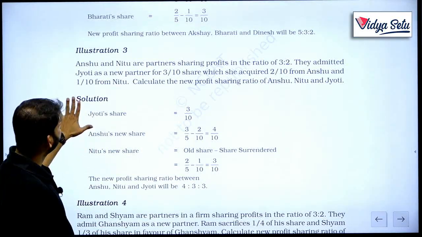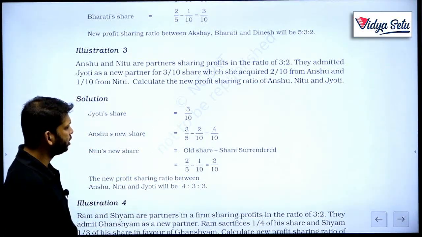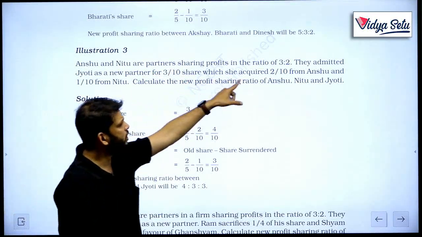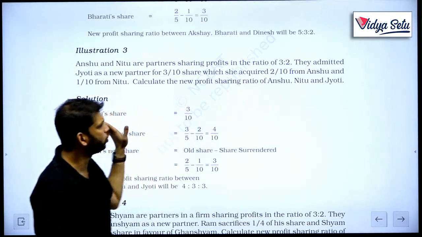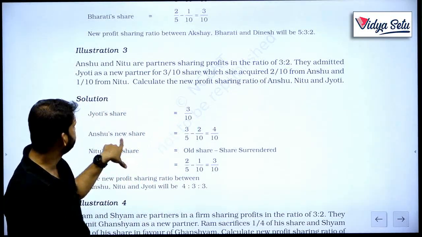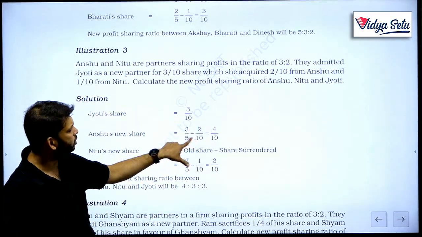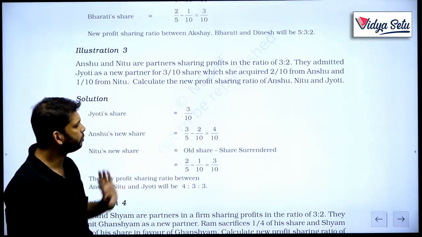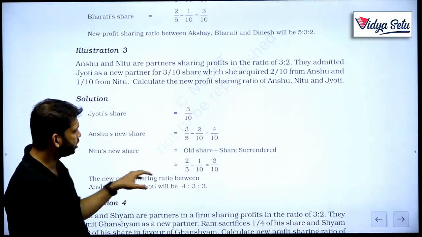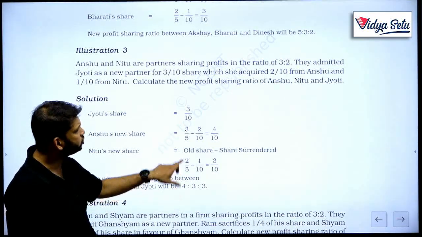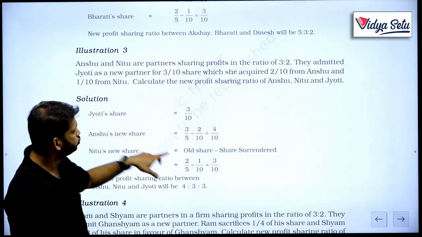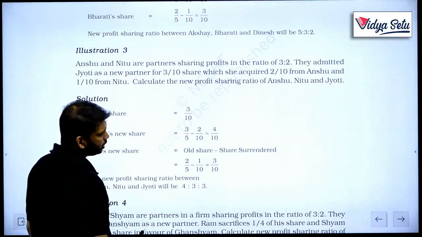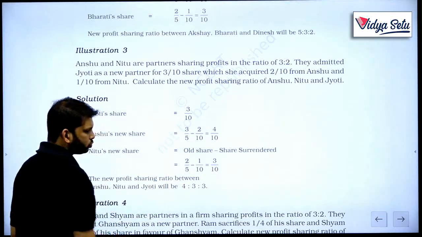So, we know that Jyoti's share is 3 upon 10. How is she getting this 3 upon 10? She's taking 2/10 from Anshu and 1/10 from Neetu. So, Anshu's share will be reduced by 2/10. Her share was 3 upon 5 minus 2/10 she's sacrificing. So, remaining is 4 upon 10. Neetu's share was 2 upon 5. She is also sacrificing 1 upon 10, so it becomes 3 upon 10. The denominators are equal, so we get 4 is to 3 is to 3.